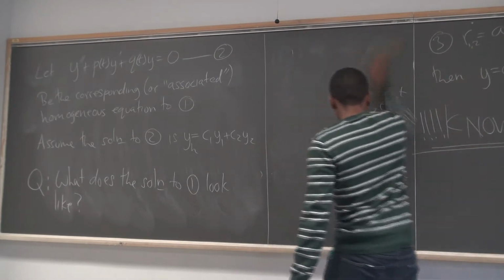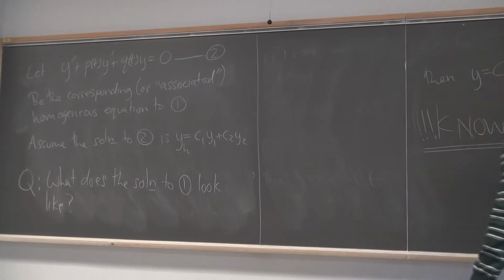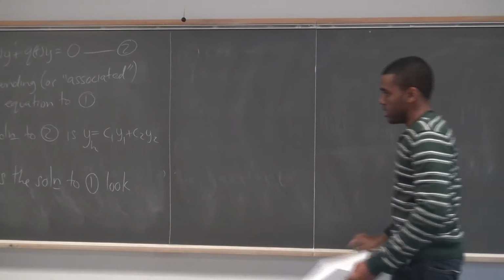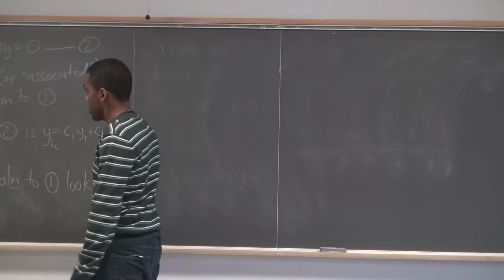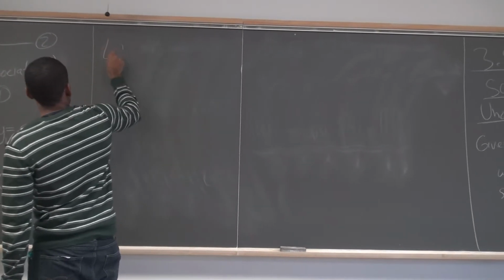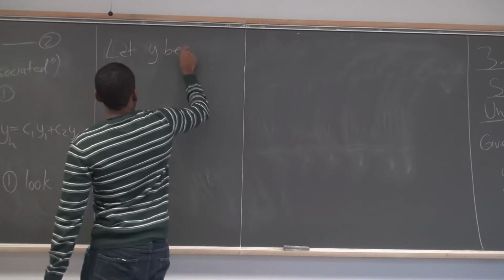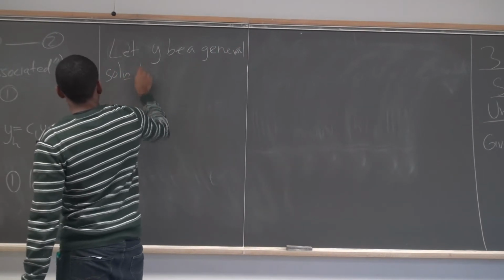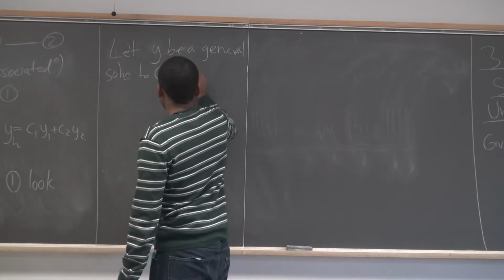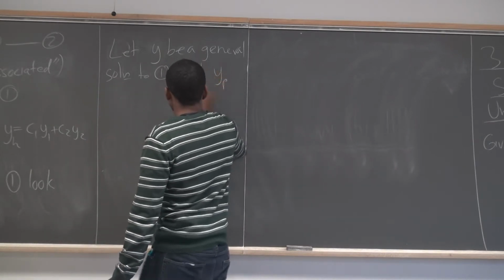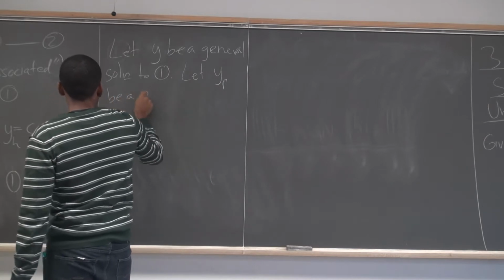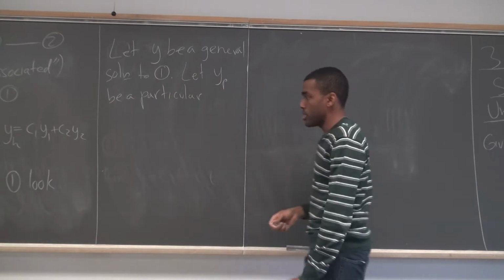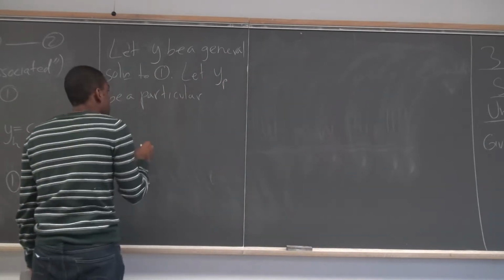Well, here's how we're going to know. Let y be a general solution to 1. Let y sub p be a particular solution to 1. Right? Any specific solution that we can get our hands on, it doesn't matter which one. Any specific solution.